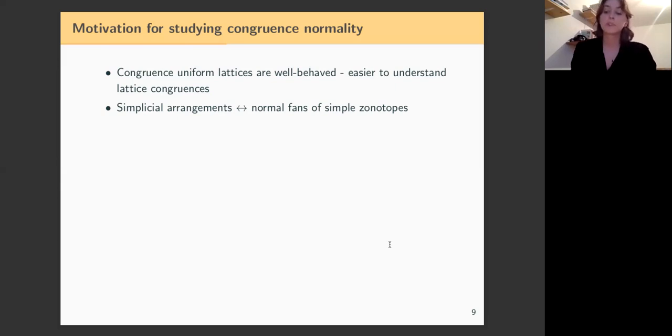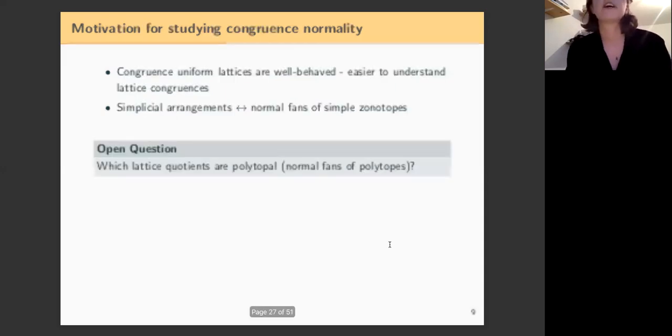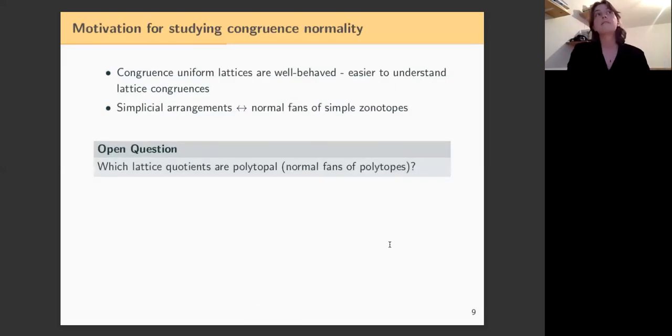So for example, you could ask a question like, if I have a simplicial arrangement and I start to glue the cones together of that arrangement in a nice way, do I still have the normal fan of a polytope?